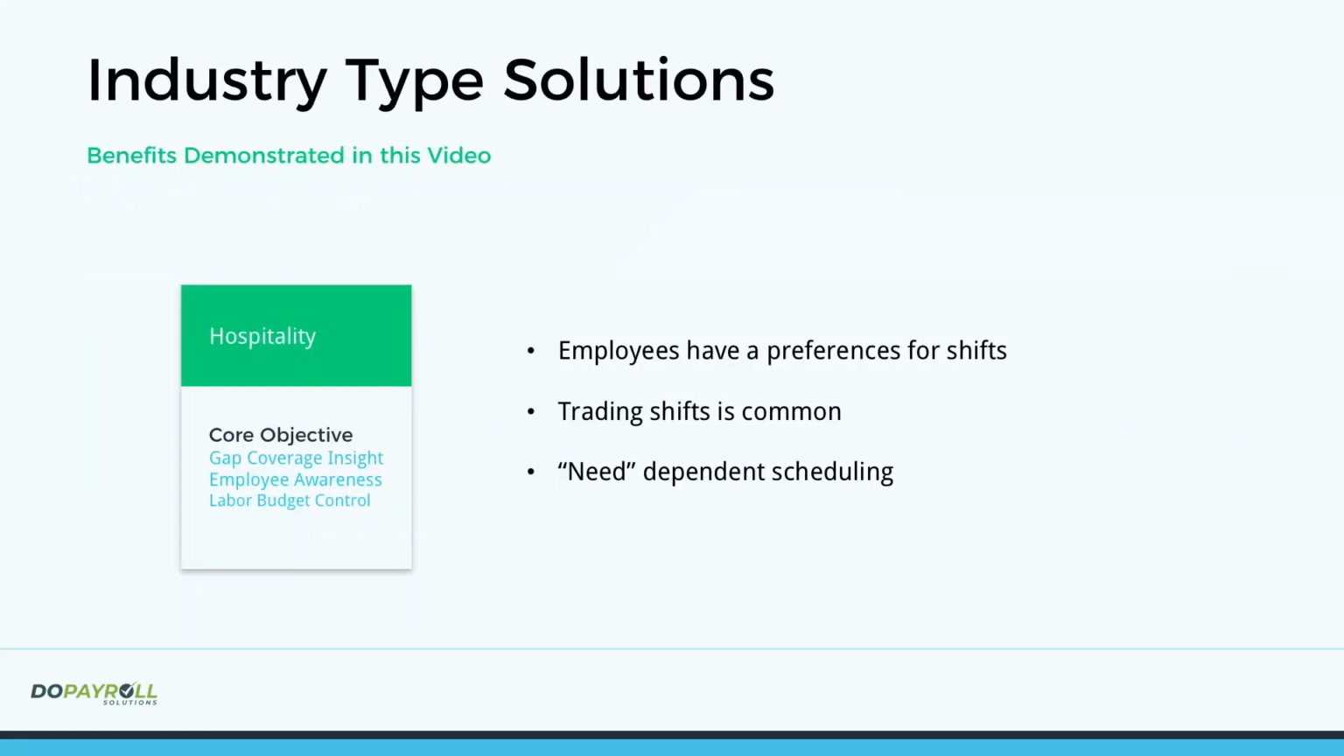Restaurants and bars tend to have a workforce that wants some say in the scheduling process. Servers may have preferences as to when they work, and swapping shifts is common. Also, the structure for the schedule is very need-dependent. Weekends and holidays can be busier than other days. Time Simplicity provides solutions for both these situations.